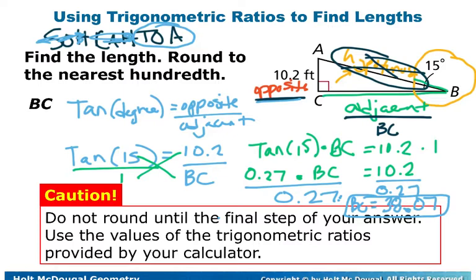Over here, just a reminder, do not round until the final step of your answer. So that's why I got 38.07, but if you did round, you probably got 37.7 repeating. So, again, I actually continued to use, instead of 0.27, 0.2679, etc. Because I wanted to make sure it was as accurate as possible. And you can see that they're, in fact, even different whole numbers. So it's best to use as many decimals as possible in your calculation.